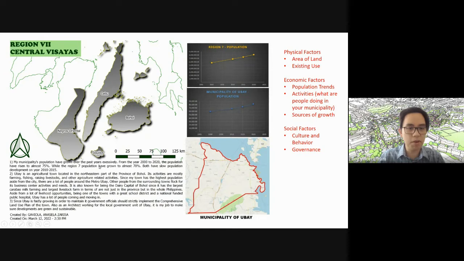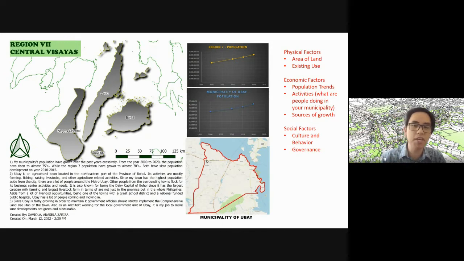while Region 7 population has grown to almost 70%, both have slow population development in 2010 to 2015. Oh, it's lower actually. The slope kind of looks the same, but it's probably just a little bit less. Okay, municipality population. And then since Ubai is faster growing, in order to maintain it, officials structurally implement a comprehensive land use plan of the town, etc. So we see the physical factors, the actual location of the municipality.